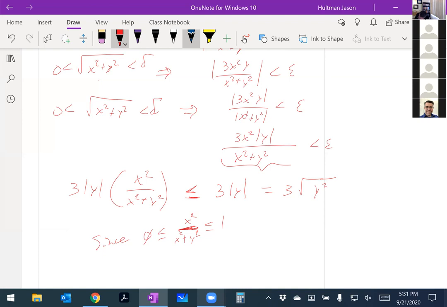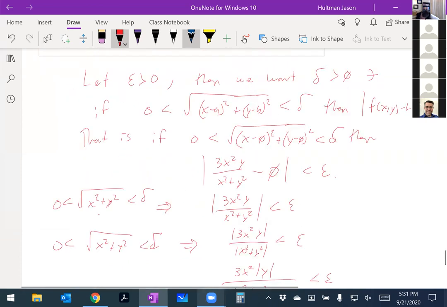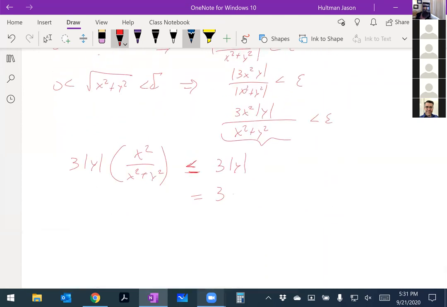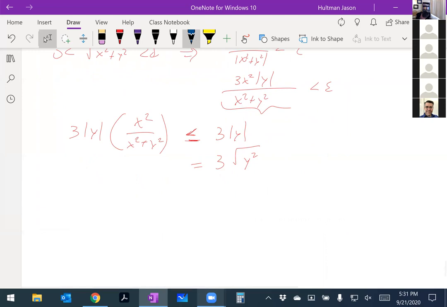Okay, I'm going to say that this thing is then, let me get rid of this. Let me make it a logical statement here, because I'm getting crunched. Okay, I can keep going down here. This is equal to 3 times the square root of y squared, which is then less than or equal to 3 times the square root of x squared plus y squared. That looks good. Which is then less than, a hard less than, 3 delta, right? Why? Because the square root of x squared plus y squared is less than delta.